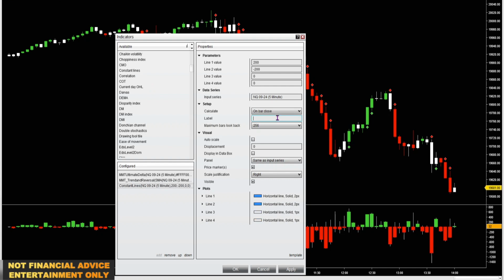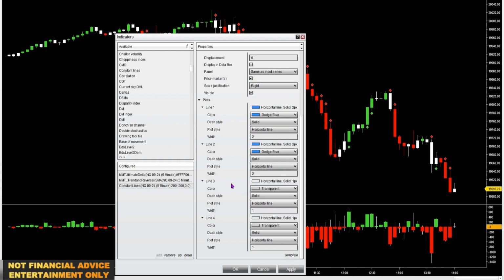I always like to delete the label on all my indicators so it doesn't print any words on the chart. It keeps my chart clean. I'm only going to be using 2 of these lines, so line 3 and line 4 I've got set to transparent. Line 1 and line 2 got set to Dodger blue. You can choose if you want a solid, dashed, or a dot line. I'm going to have some dot lines. I'm going to be using the horizontal line plot style.